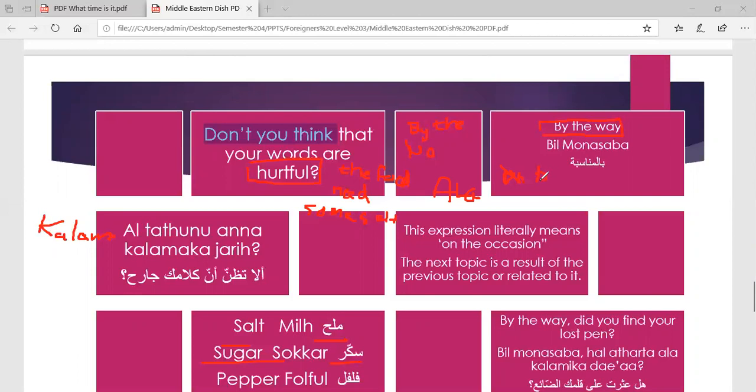Or really? By the way, I am the one who made this food. So by the way here was an answer or a result of something that was said before and related to it. This expression literally means on the occasion. So the next topic is a result of a previous topic or related to it. Did you get it?